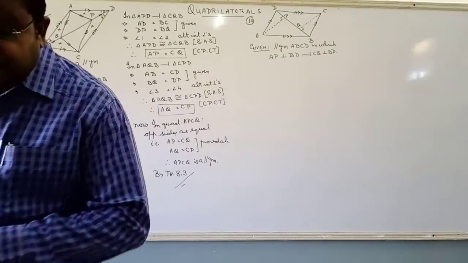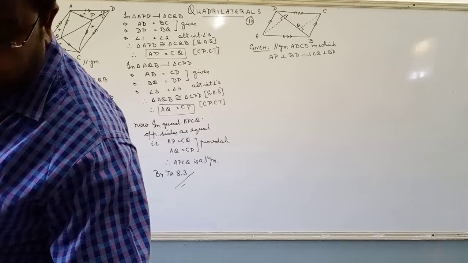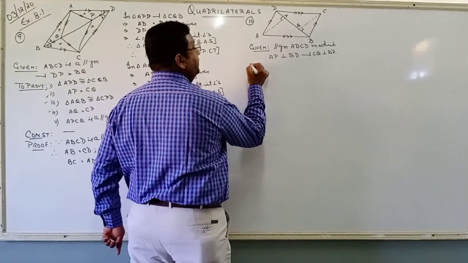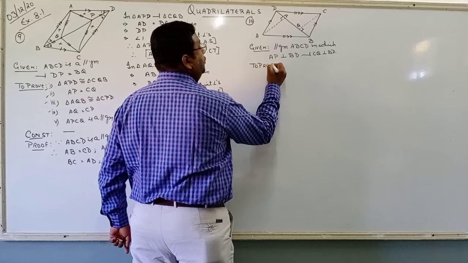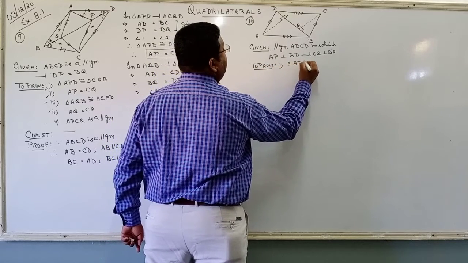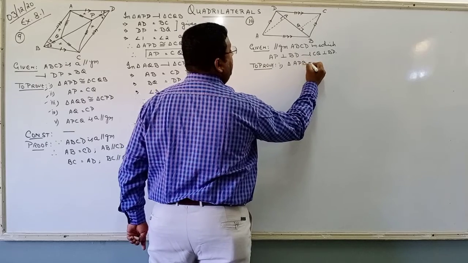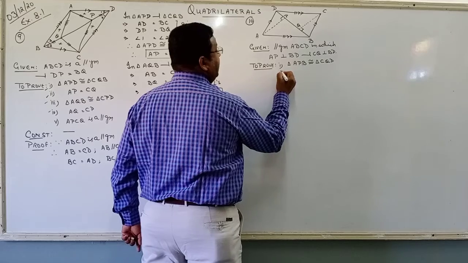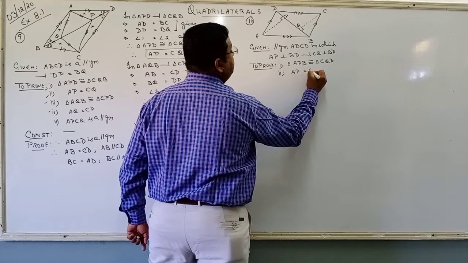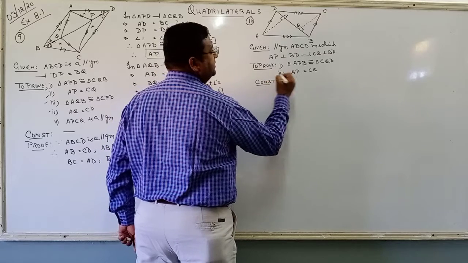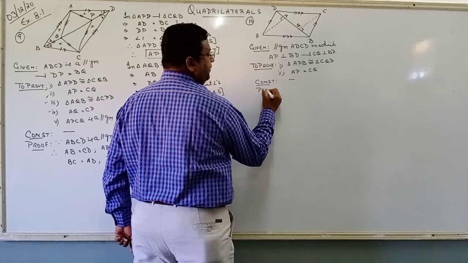What we have to prove? Is he saying that they are equal? No. Show that triangle APB is congruent to CQD. What you have to prove? You have to prove first triangle APB congruent to triangle CQD, and second AP equals to CQ. Construction not required, everything is constructed for us. Proof.